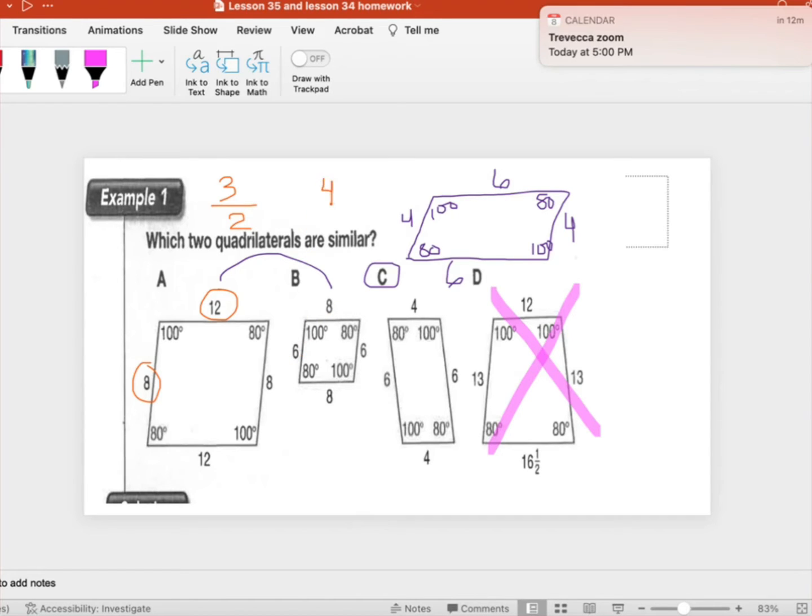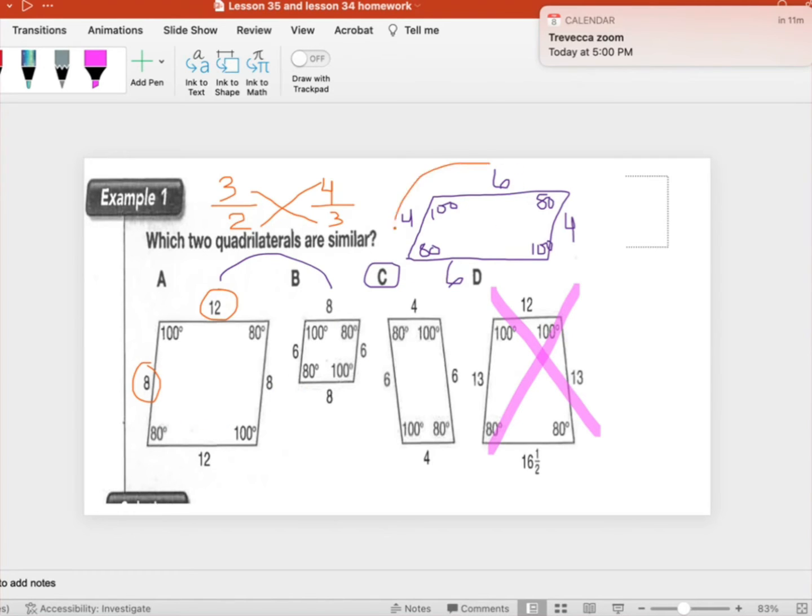This one is 4 to 3, top to side. Oops, 4 to 3 and 3 to 2 is not the same fraction. We could cross multiply, and this way we get 9, and this way we get 8. So we know that this one is not similar to this one over here. Okay, so now let's look at the third one here, the C.